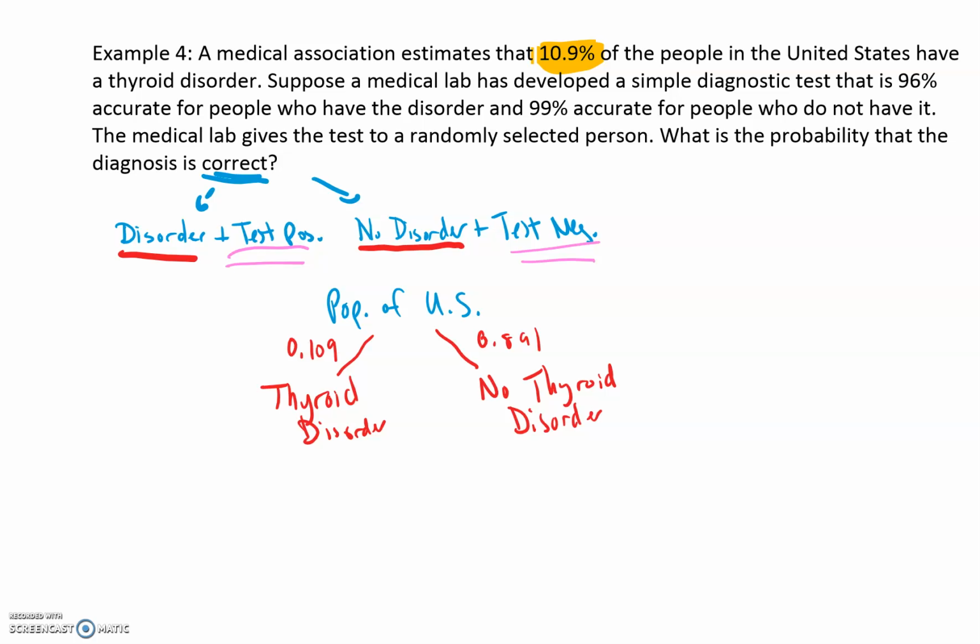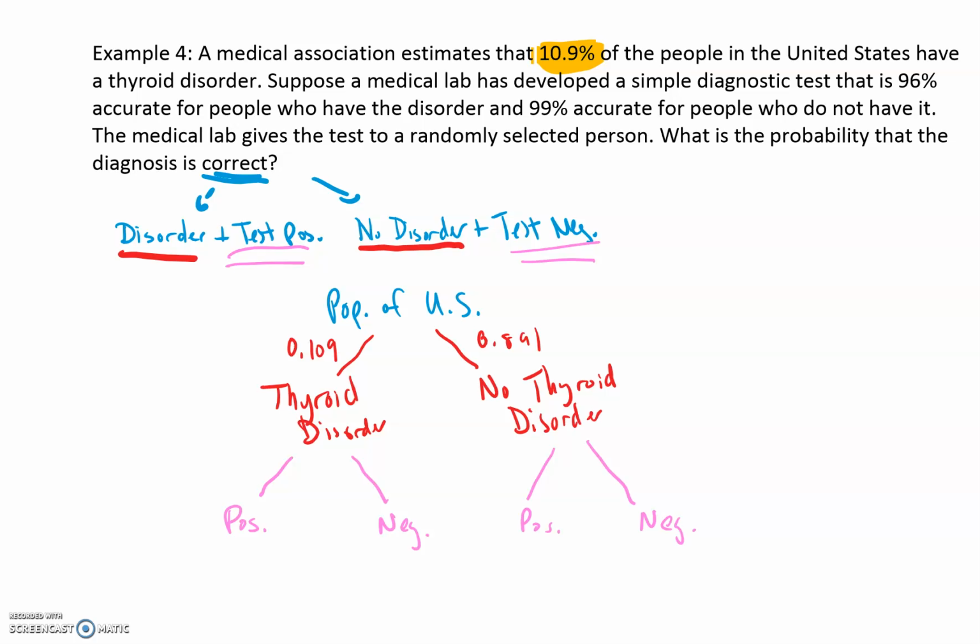You could have the disorder, take the test, and test positive. You can have the disorder, take the test, but test negative. Same on the other side, right? You can have no disorder, test positive, and that would be a false positive. You can have no disorder and get the correct results back and test negative. So now how do we figure out the probabilities or the percentages for that?